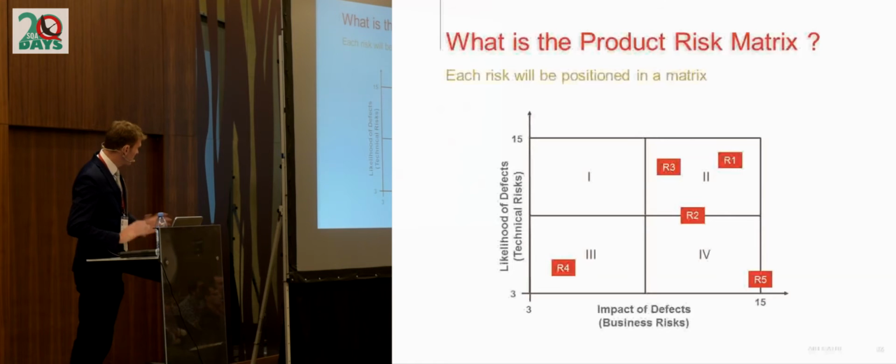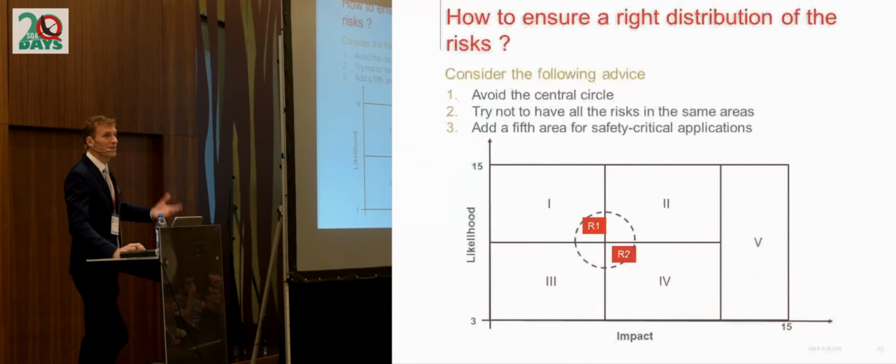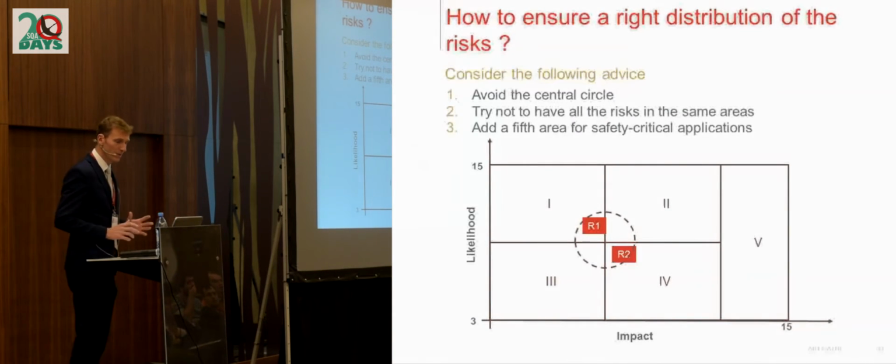When you do this matrix, you have to be careful. There are different common mistakes that often happen. The first problem you may face is to have many risks in the middle of the matrix. That's not very good because in that case, you don't have a way to prioritize the risks and you don't know clearly which one is more important than the others. So if you've got this situation, you have to reassess the risks and try to make them be everywhere in the matrix.